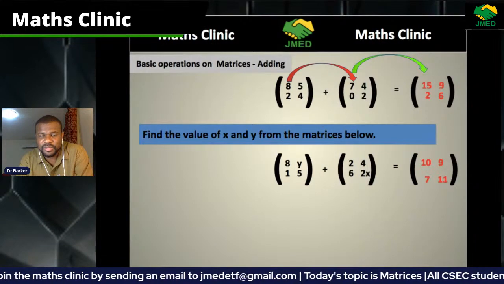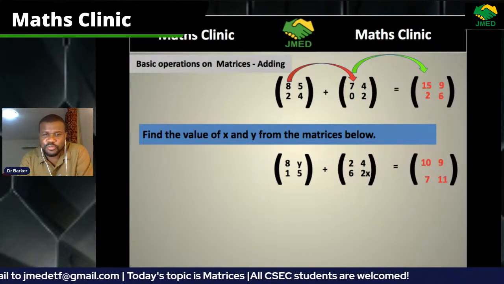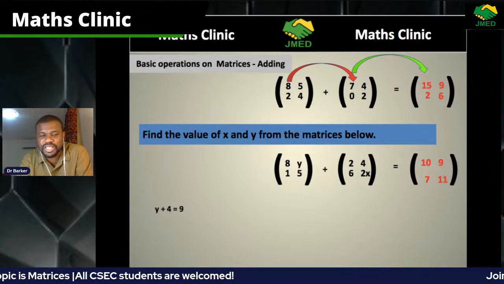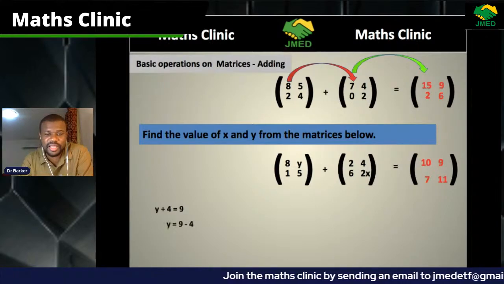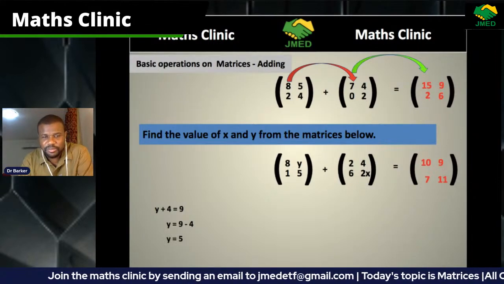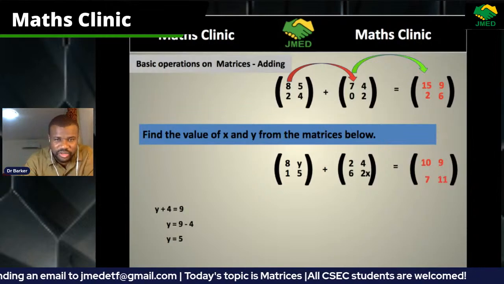Exactly. Anybody disagree with that? No? So if we're finding y, this is how I approach it. I say y plus 4 is 9. Do we agree? Yeah. And then I have a simple equation. y is 9 minus 4, so y must be 5. So that's what you said, but I tend to approach it in a systematic way.